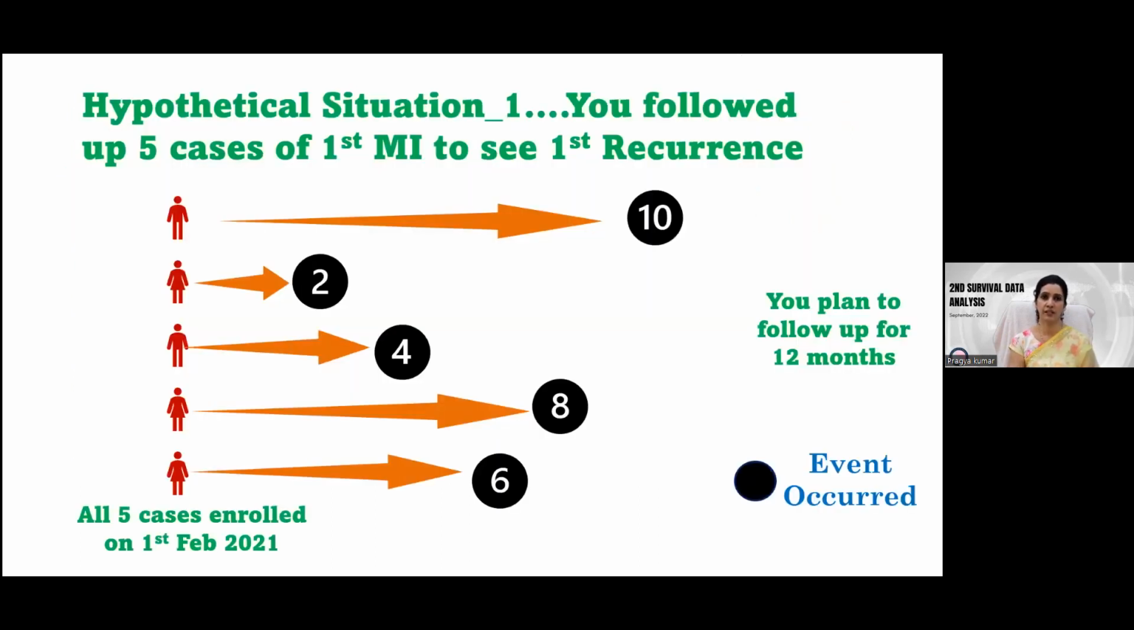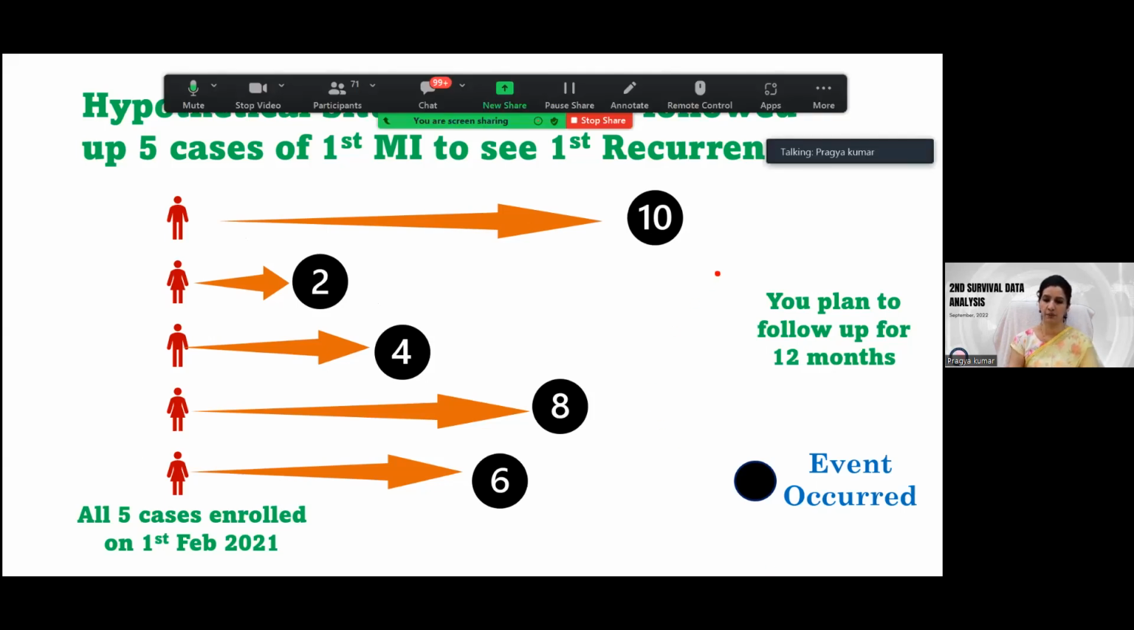So now see, this is again one hypothetical situation just to make you understand regarding the censoring and regarding the event. So these are the 5 cases, and you followed up these 5 cases of first myocardial infarction to see the recurrence. So in the first case, you can see that the MI has happened in the 10th month, and in all of these, the follow-up period is for 12 months.